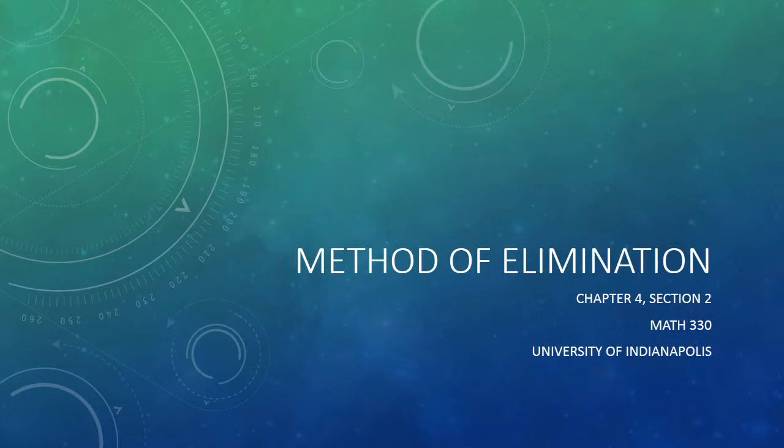Alright, welcome to Math 330. We're going to talk about Chapter 4, Section 2. This is called the method of elimination for finding solutions to systems of differential equations. So let's get started.